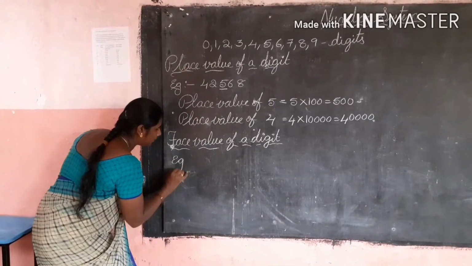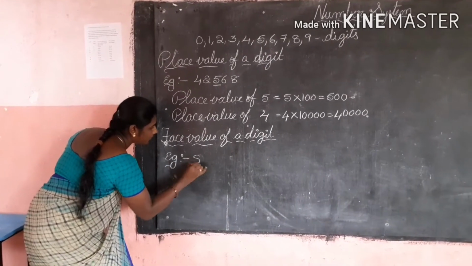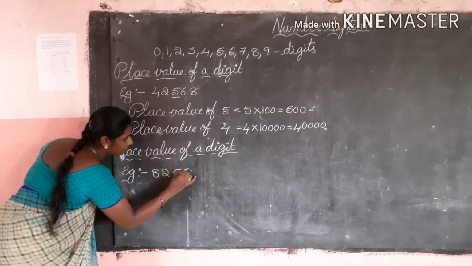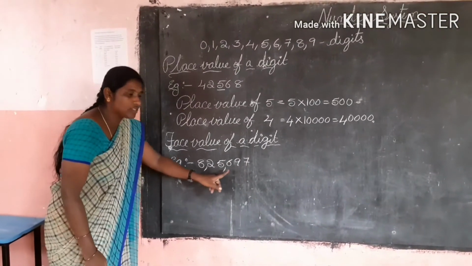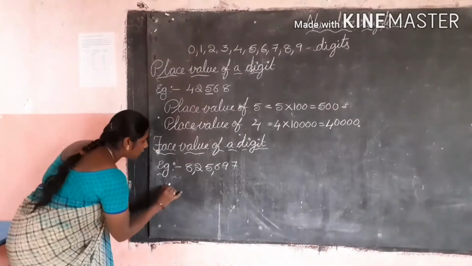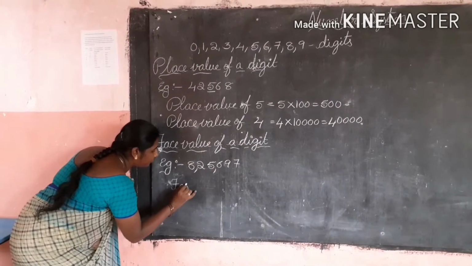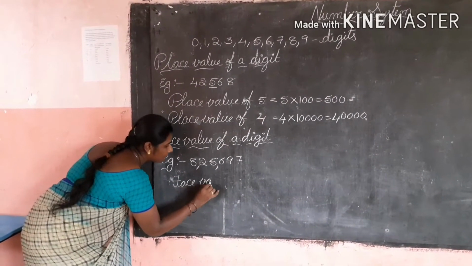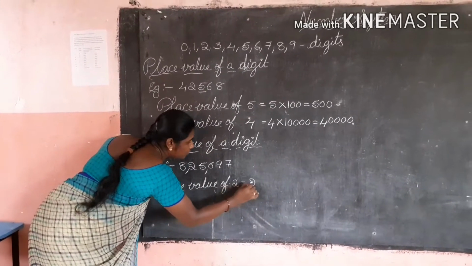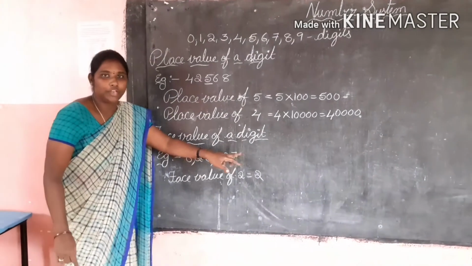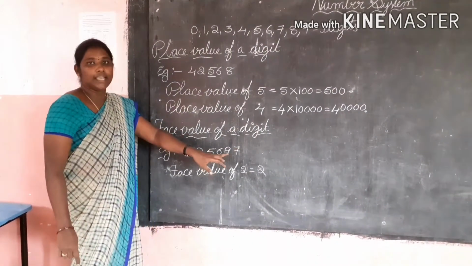For example, 8,25,697. We have to find the face value of 2. What is the face value of 2? The face value of 2 is 2. The face value of a number is the digit itself.